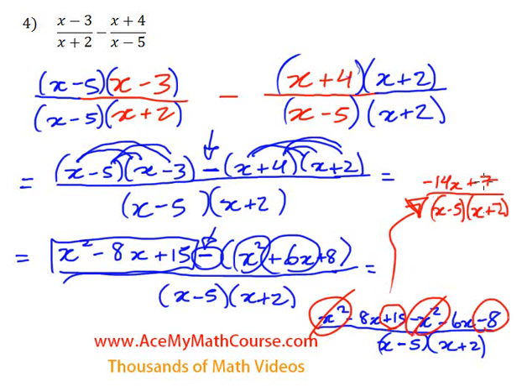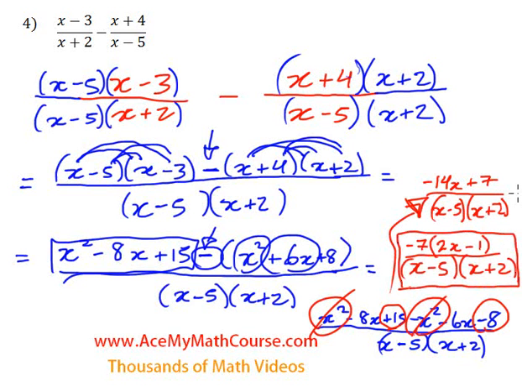Then in this particular case, we're basically done. But one thing we could actually do is factor out a negative 7 up top. And why is that? Because we have 14 and 7. So if I factor out a negative 7, negative 14x divided by negative 7 is 2x. 7 divided by negative 7 is negative 1. All over x minus 5 times x plus 2. Now that's it. You can't do anything else anymore. So that's it. We're done.